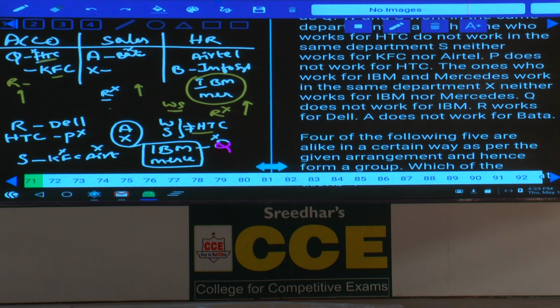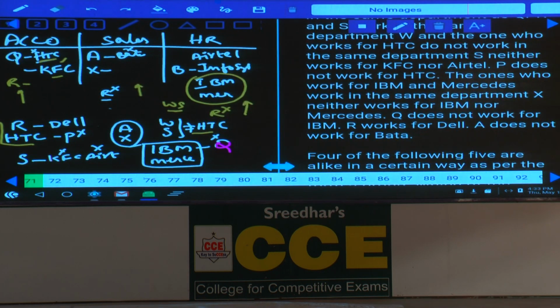Then who are the other persons? S is neither KFC nor Airtel, and R is Dell. R and HDC are working in the same department. That means here he is talking about 2 different persons, R and HDC. R cannot be HDC, Q cannot be HDC, and this person KFC. And HDC cannot be here because already 4 were there, isn't it? Hence, what can you infer from this one? W and S cannot be at this place. Follow the hence, where should W and S be?